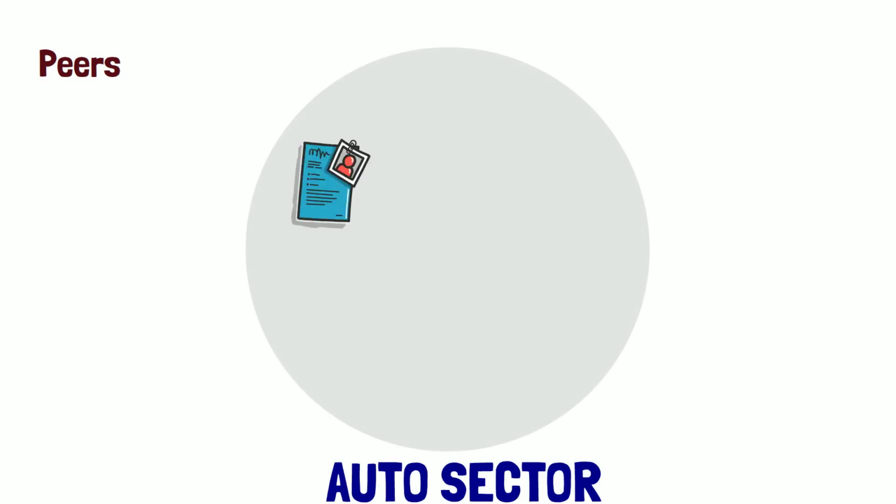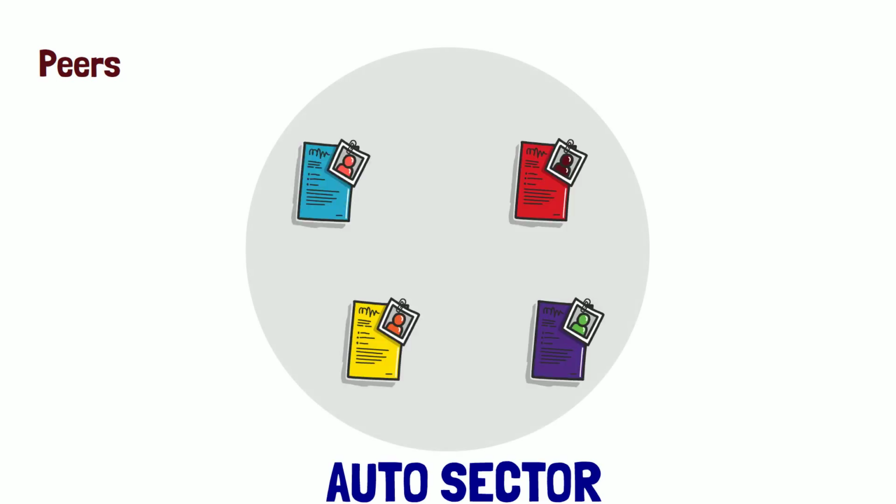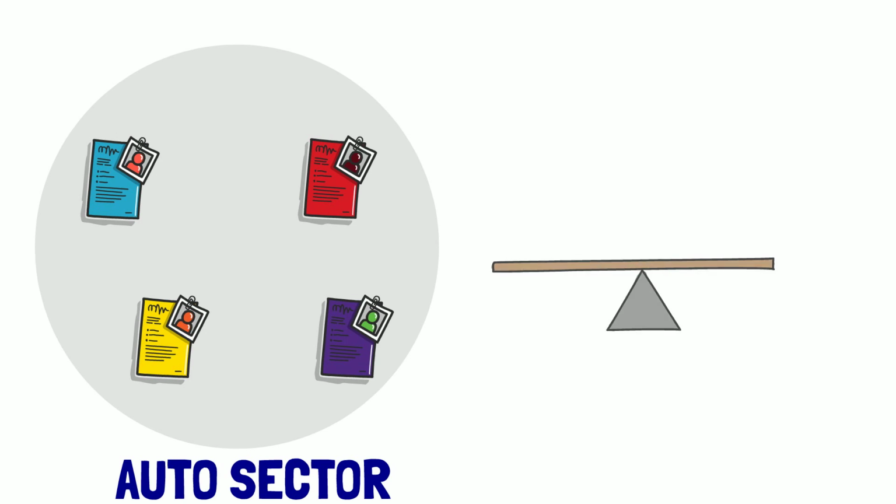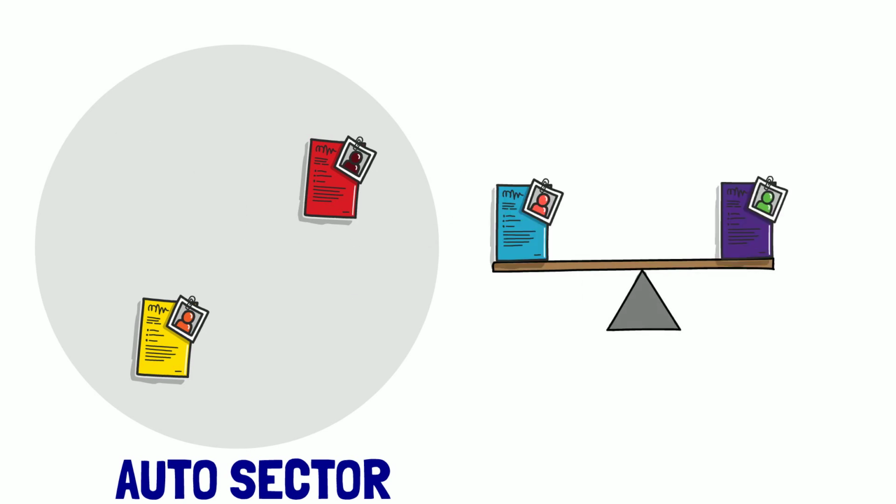Peers. As the name suggests, peers are the competitors in the same sector. Before buying a stock, just compare how the competitors are performing in the same sector.